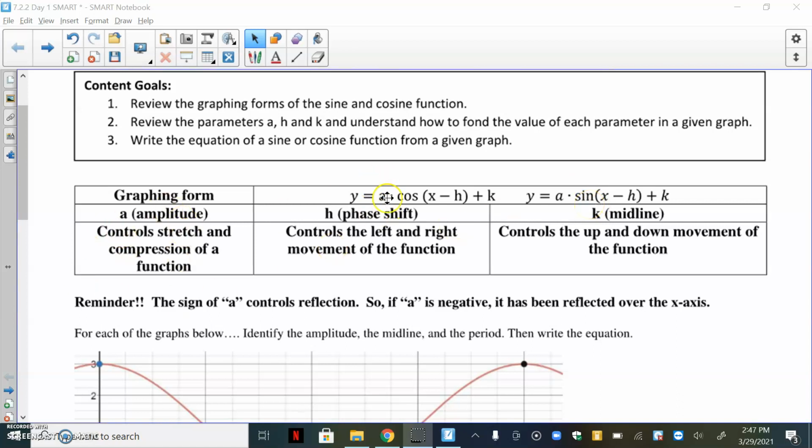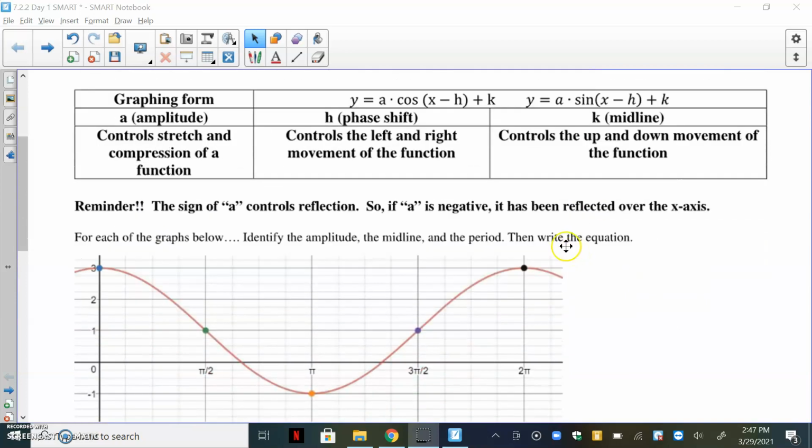A is for the vertical stretch or compression. We don't really do compressions in this class for these graphs, we just kind of do stretches. And it also is the amplitude. H is the phase shift. We don't worry about those in this class for sure, but we do worry about K, which is also representative of the midline, responsible for the vertical movement of your graph. Also, side note, if there is a negative sign in front of the A, then there is a reflection.